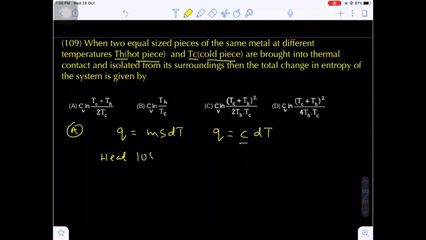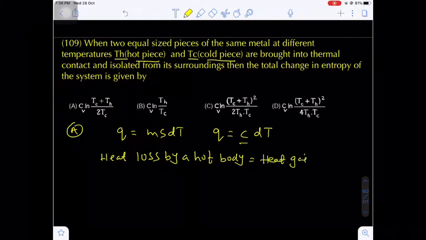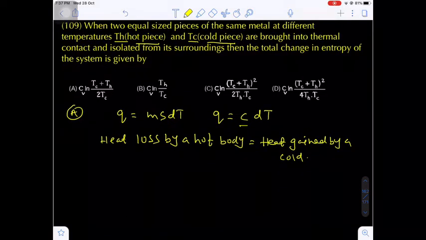based upon which heat lost by a hot body will be equal to heat gained by a cold body. Yes or no? So this is the law of conservation of energy. Suppose a hot body contacts a cold body; we know heat flows from a hotter body to a colder body. Here heat lost by the hot body will be equal to heat gained by the cold body. Now the amount of heat exchanged will be Q, which is equal to C into dT.